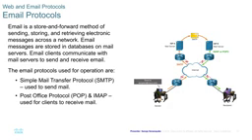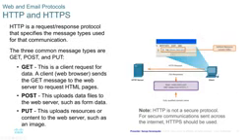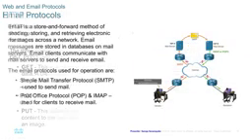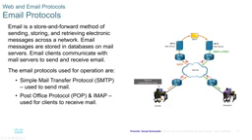Email protocols. Email is a store and forward method of sending, storing, and retrieving electronic messages across a network. Email messages are stored in databases on mail servers. Email clients communicate with mail servers to send and receive emails. As opposed to the HTTP and HTTPS protocol, which is a request and response protocol, what you need to remember is email is a store and forward type of protocol.